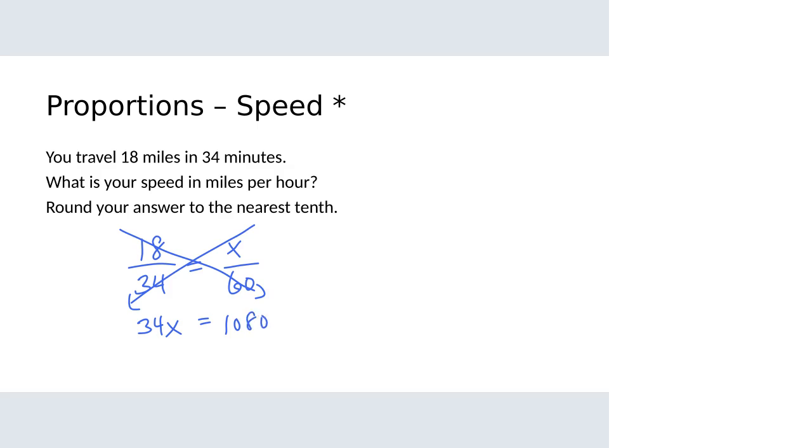1080. And we'll divide both sides by 34. Those cancel, and we get that x is 1080 divided by 34, 31.7647, and that keeps going. We haven't done a lot of practice with rounding today, so this one gives us a chance.